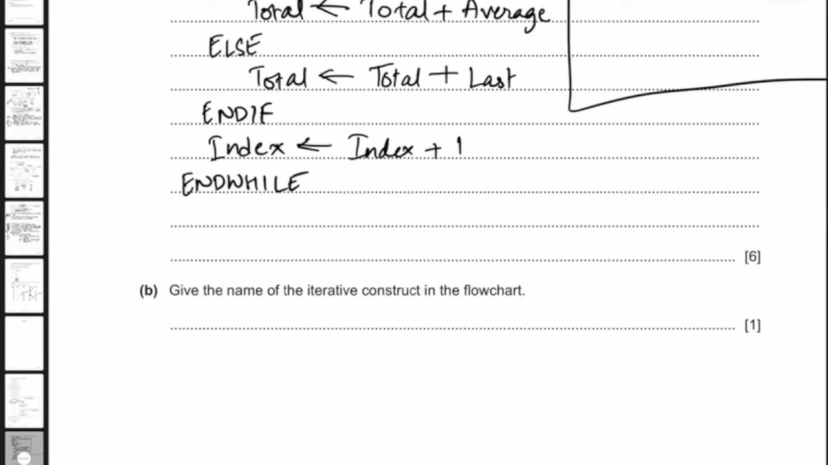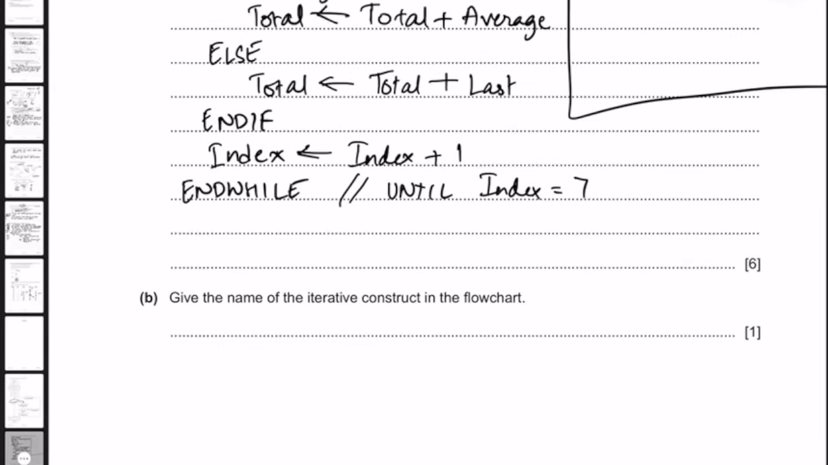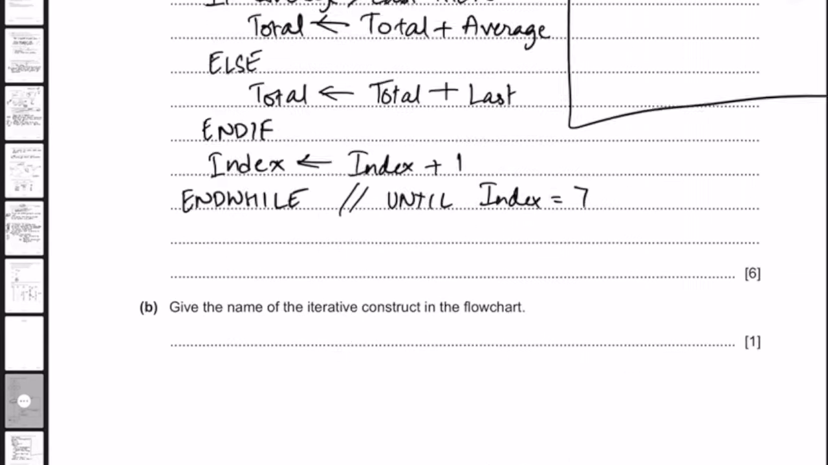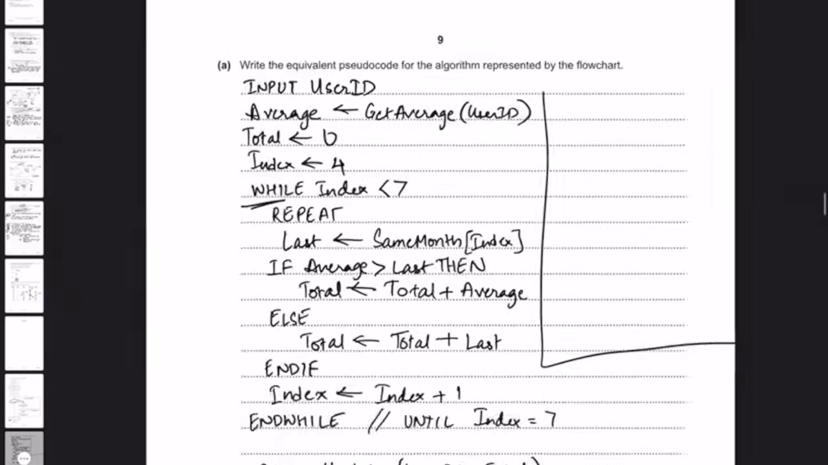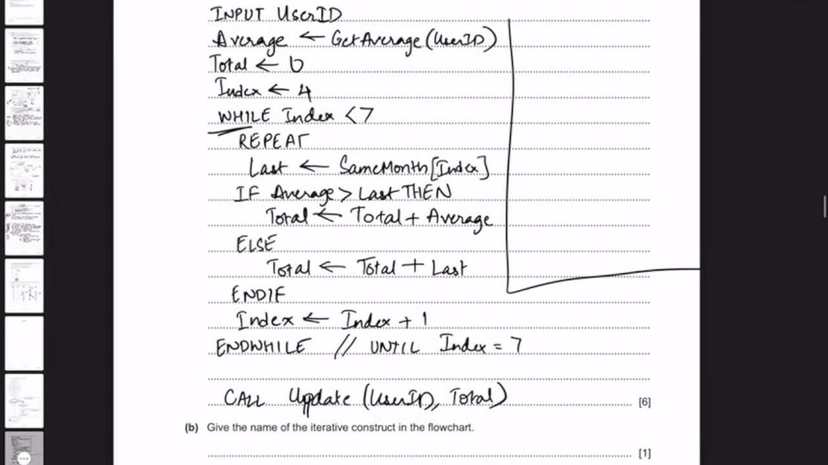Okay, until. So I'm running out of space. I'm just gonna write here. Until index equals 7. And we also have to call this procedure right here. So we're gonna call it, call update. Yeah, so this is it, the whole code.